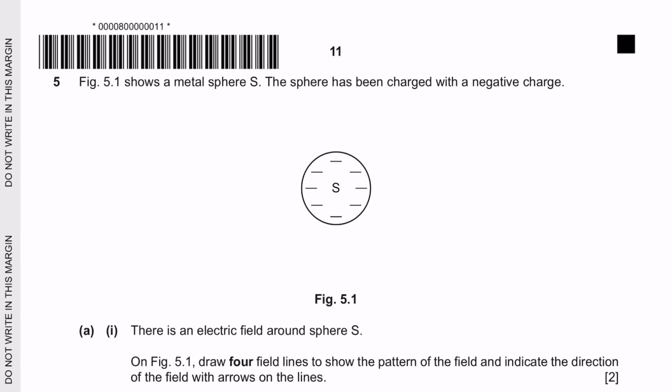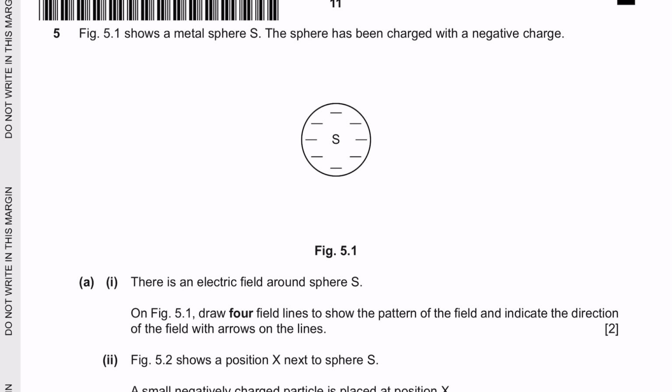Now the last question is from October-November 2024, Paper 4, Variant 3. Question 5. Figure 5.1 shows a metal sphere S. The sphere has been charged with a negative charge. Question A, Part 1. There is an electric field around sphere S. On Figure 5.1, draw 4 field lines to show the pattern of the field and indicate the direction of the field with arrows on the lines.